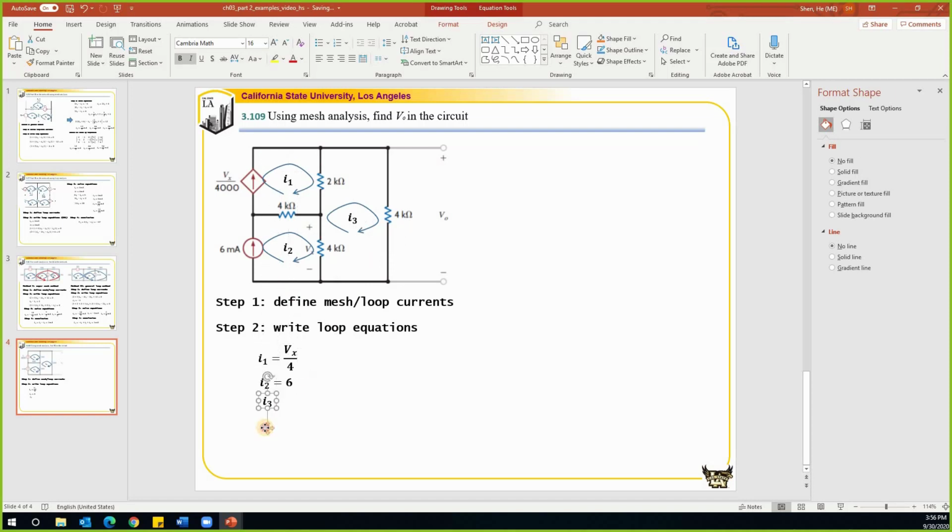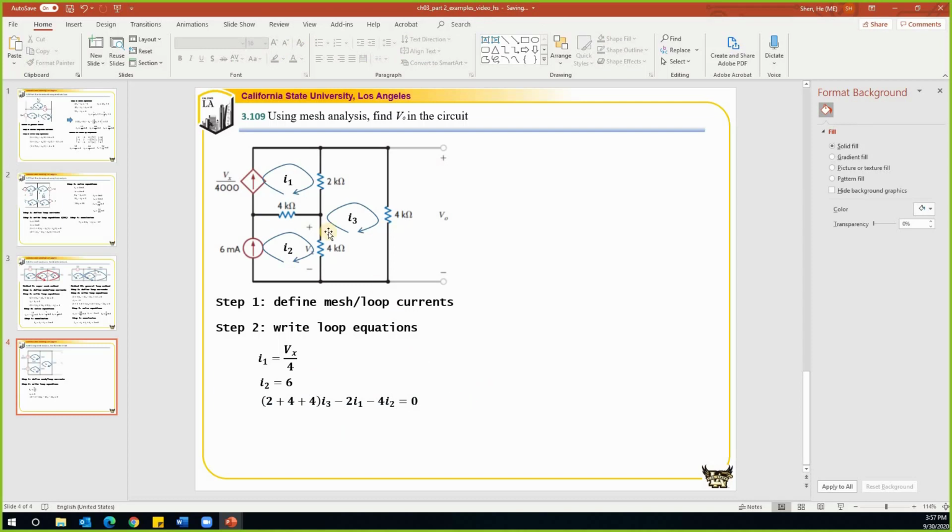Next loop, or the next mesh, counts the voltage drop. So if we do it one by one, we will have 2K times I3 minus I1, plus 4 times I3, plus I3 minus I2 times 4. So we know the coefficient for I3 is simply the summation of all the resistors. So that is 2, 4, 4. And a shared resistor of 2 with I1, so minus 2 times I1. And another shared 4 with the current I2, minus 4 I2. That is equal to 0.